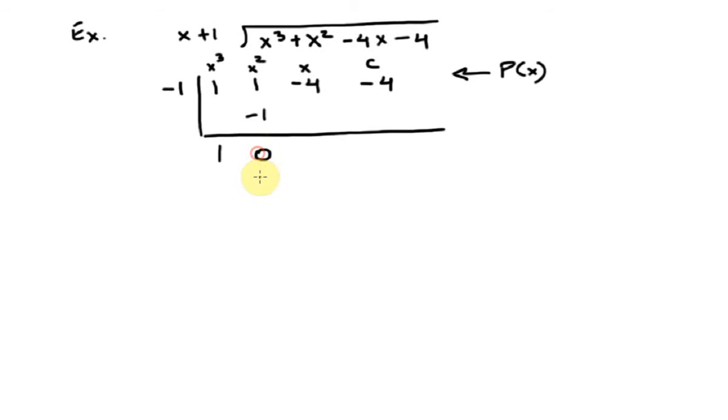Well, that's 0. Then I repeat: 0 times negative 1, which is 0. And then I add these numbers together, and I get negative 4. Then I go negative 4 times negative 1 is positive 4. And then I add these numbers together, and I get 0. Well, guess what? We just did the long division, and here's our answer. This is our quotient, meaning the answer after the division.